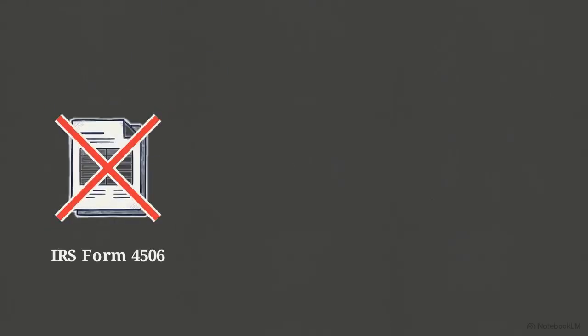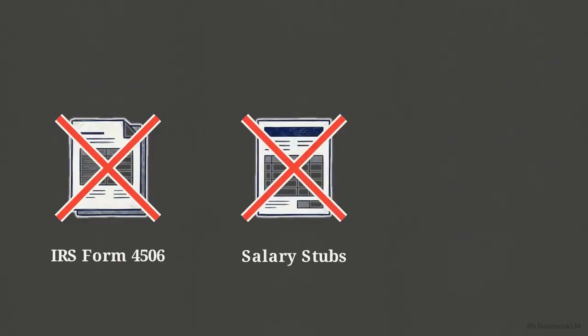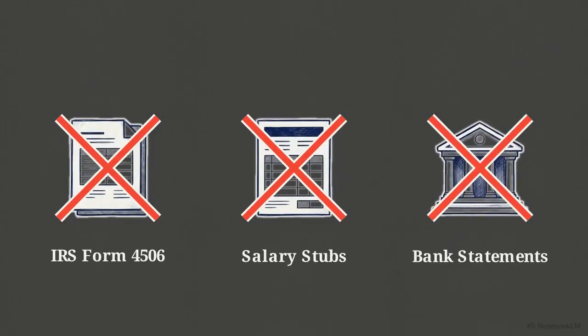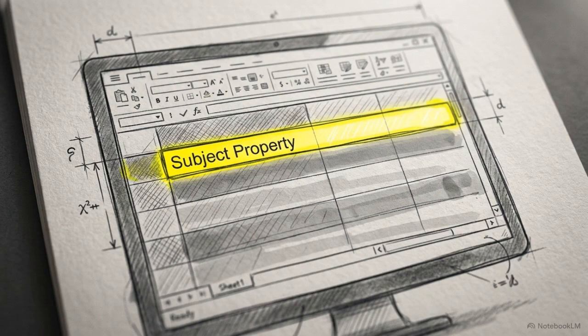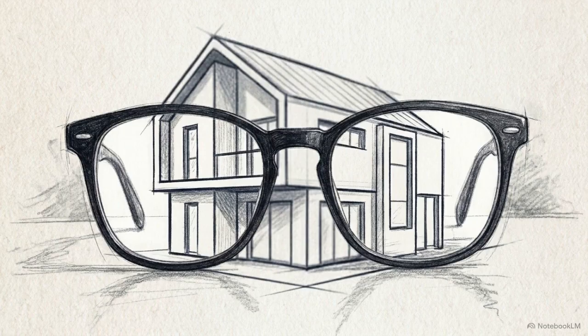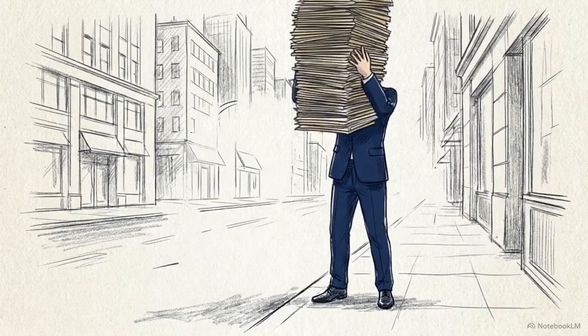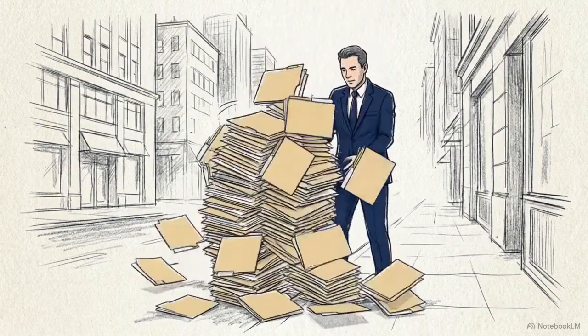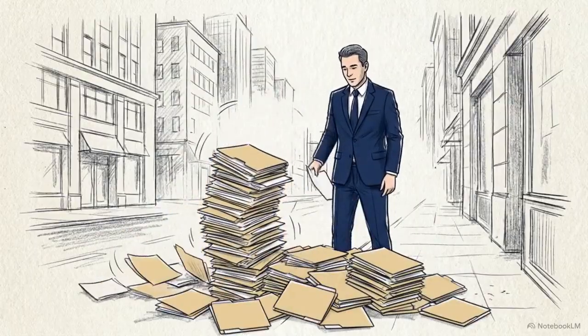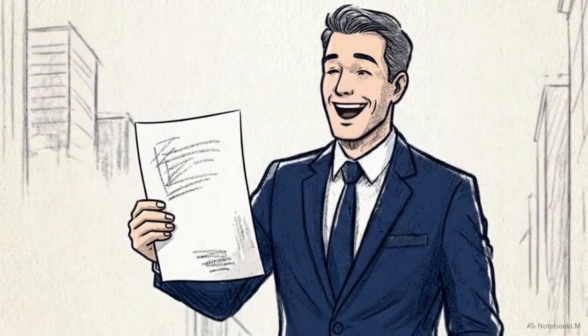That means you can immediately stop digging for IRS Form 4506, your recent salary stubs, and your personal bank statements. You should also ignore any income generated by your other existing rental properties. Underwriters are only looking at the specific asset you are financing. Restricting the required data to just these two property-specific numbers removes the largest administrative bottleneck in real estate financing.